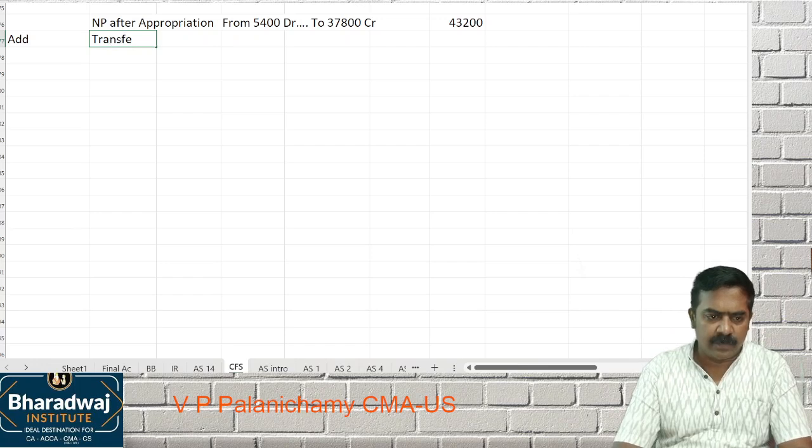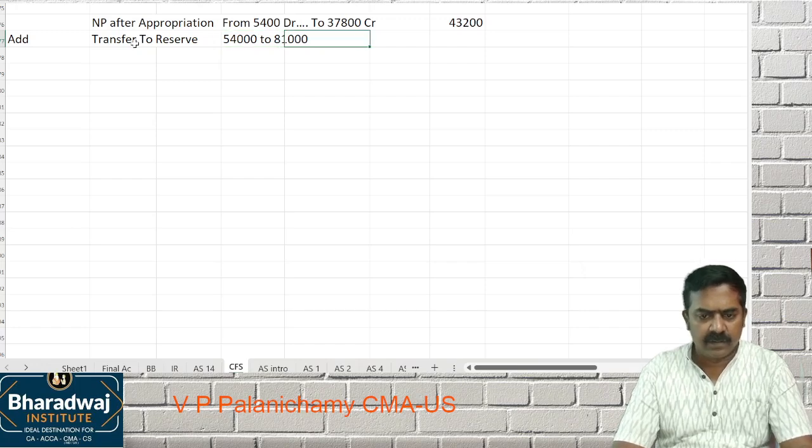Transfer to reserve, what have we done? We have increased from how much? 54,000 to 81,000 we have increased. How much have you increased? 27,000 we need to add back.